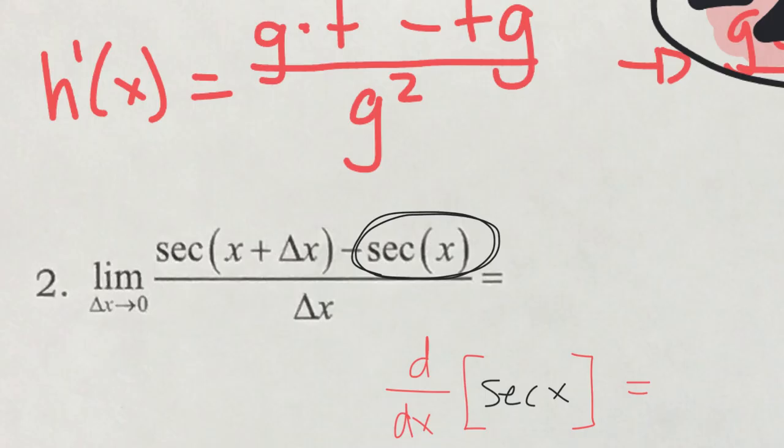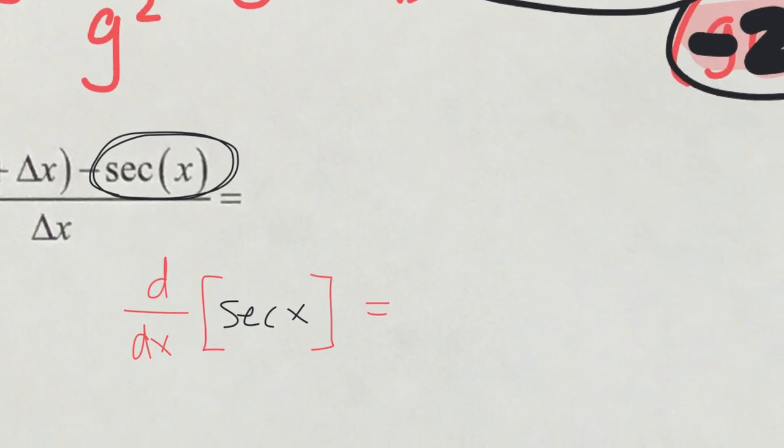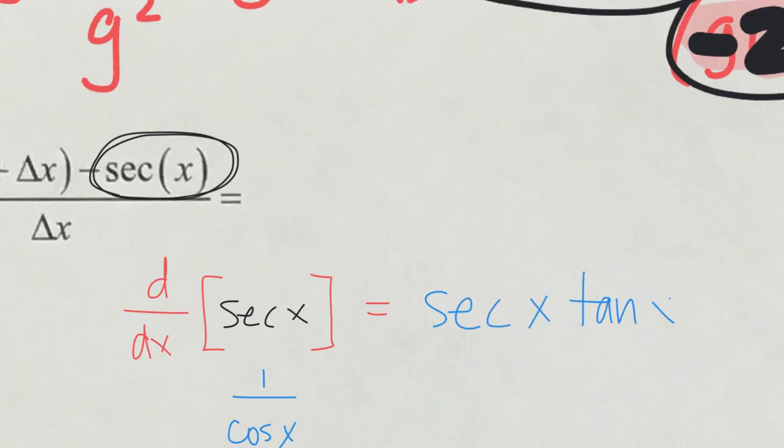Okay? You need to recognize this form as the definition of the derivative. You're not going to have to do any algebra with this, which we normally do, but now that we know all the rules, we can just do the rules. So if you haven't memorized the secant derivative, secant is 1 over the cosine, and you can take the derivative by doing the quotient rule. But if you have memorized it, then it's pretty easy. The derivative of secant is secant x times the tangent of x.